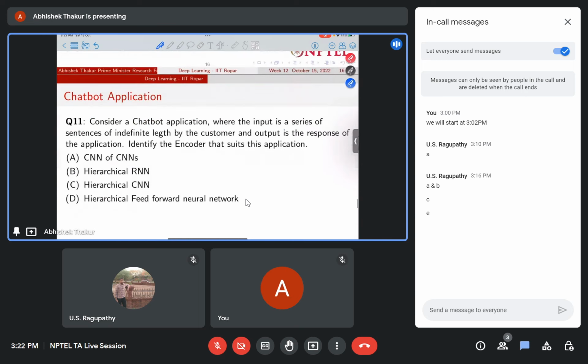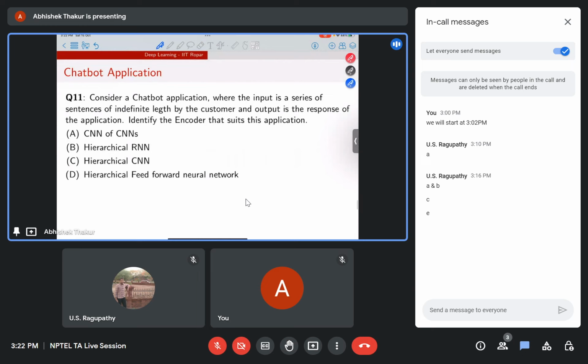So now we'll move on to question 11, the chatbot application. Consider a chatbot application where the input is a series of sentences of indefinite length from the customer, and the output is the response of the application. This kind of chatbot application is solved using the hierarchical RNN.